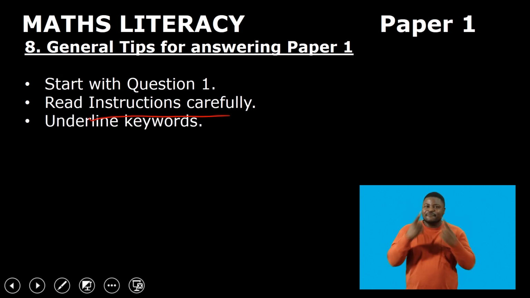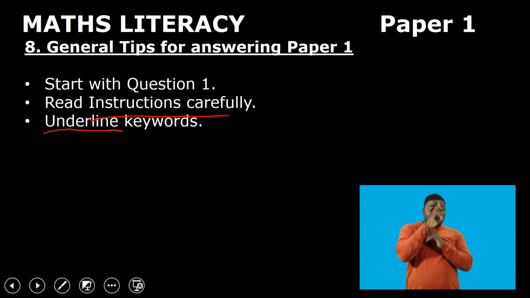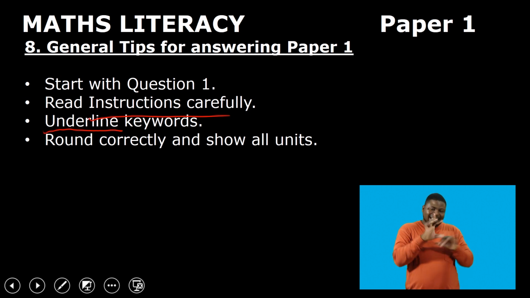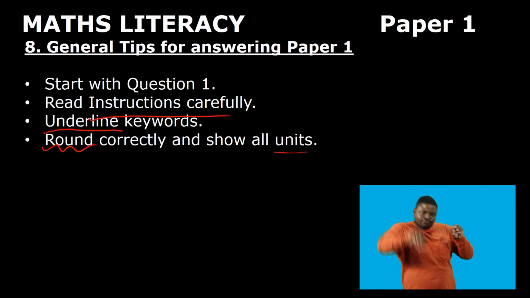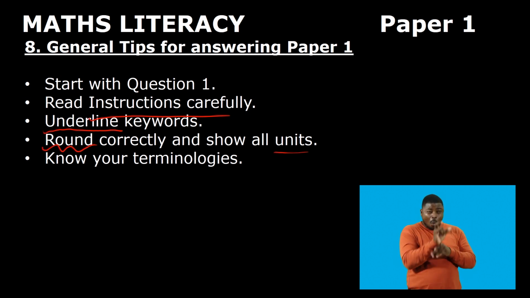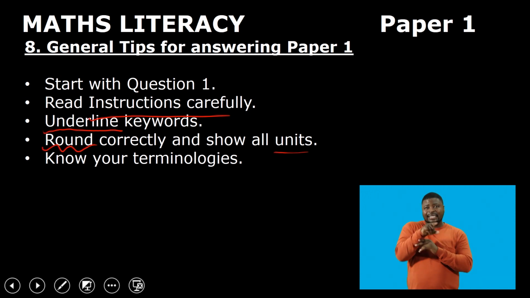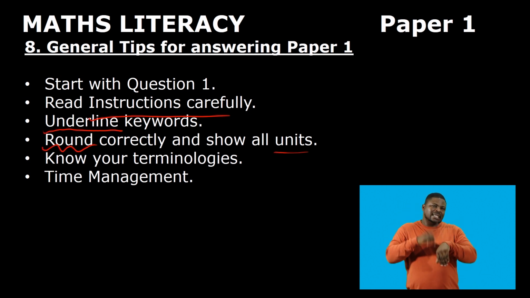Underline your keywords. Go and underline keywords so that you know what is expected from you. Now, very important, rounding. Round correctly and show all units. Remember, we don't always round to 2 decimals, we round in context. Know your terminologies. That's always bonus marks when you need to describe them. And manage your time. Make sure that you don't spend too much time on a question and then the next one might have been your strong point.